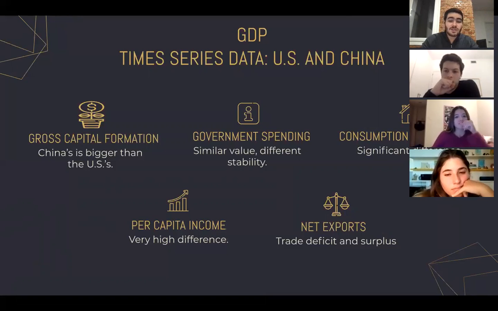Secondly, both countries have a similar value regarding government spending. Nonetheless, the one from the US has been more stable throughout time, whilst China's has been continuously increasing in the last years. Thirdly, we need to highlight the significant difference between their household consumption expenditure, being the one from the US more than double than the one from China. And we also need to take into consideration that due to the extensive population of China, which is more than 4 times bigger than the US, the difference between these two in terms of per capita income is very high.